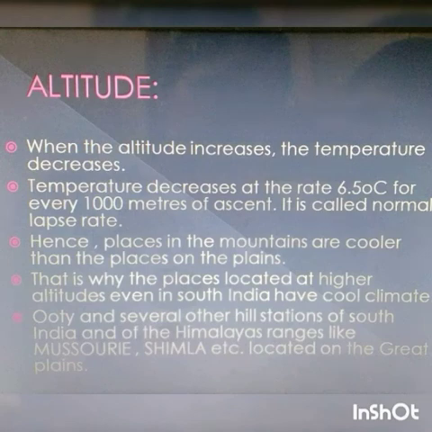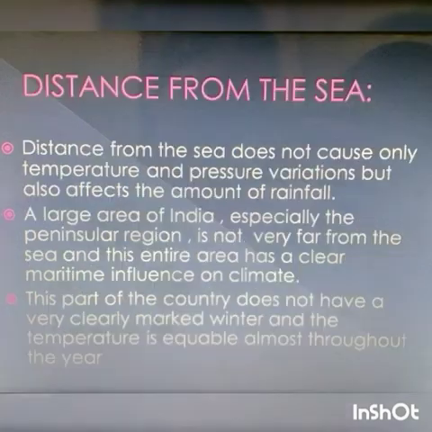Hence, places in the mountains are cooler than places on the plains. That's why the places located at higher altitudes, even in South India, have a cool climate. Ooty and several other hill stations of South India, and those of the Himalayan range like Mussoorie, Simla, etc., are cooler than places located on the Great Plains.